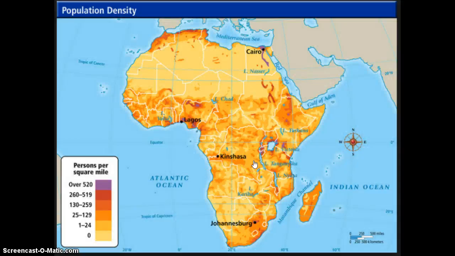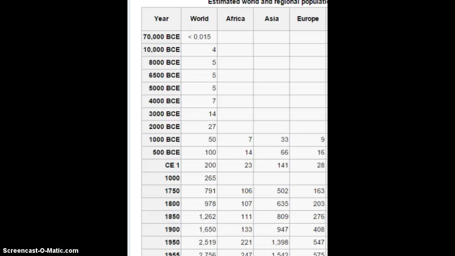Here's a picture of the population density throughout all of Africa as well. Very similar to the images we have seen before, just giving you a different perspective of really what Africa looks like in its location, in terms of why people stay where they are and why they're located there.